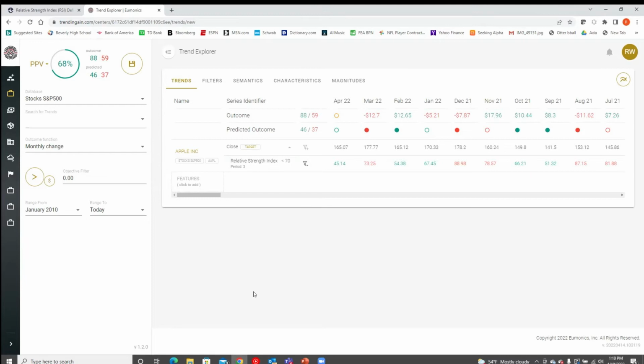So maybe what we want to do is think of the prediction slightly differently. So specifically what we're saying here is that if the relative strength is less than 70, Apple stock price will go up in 68% of the following months.